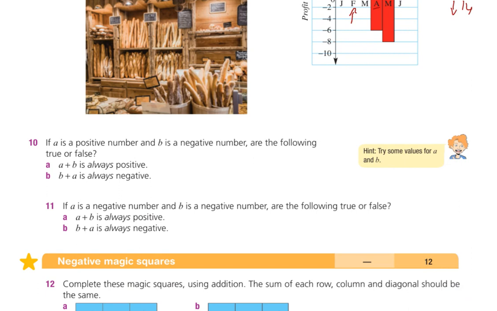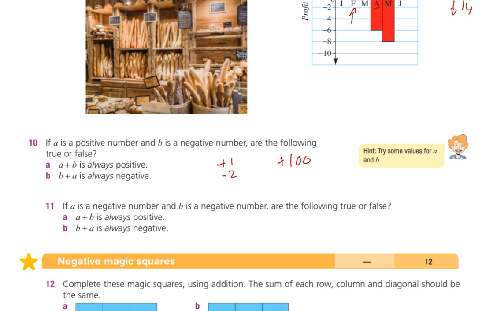Okay, if A is a positive number and B is a negative number, are the following true or false? Hint, try some values for A and B. So what I want to do, I want to try a positive number that's only slightly positive. So plus 1. And then I'm going to use a negative number that's slightly bigger than that. So negative 2. And then I'm going to use it with a big positive number. Let's see if it makes a difference.